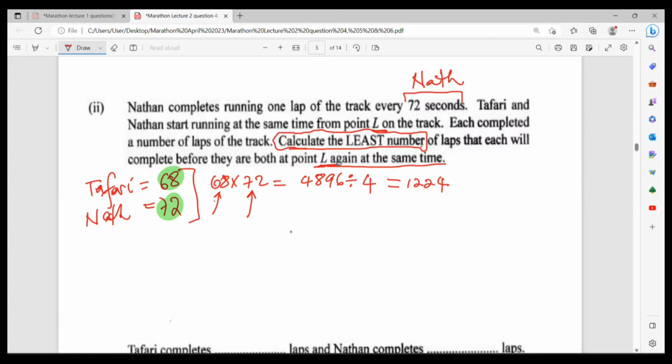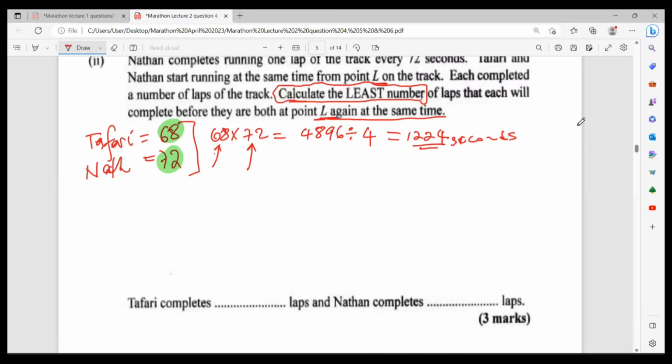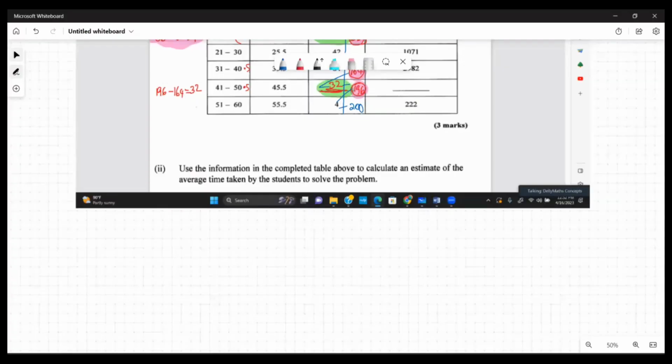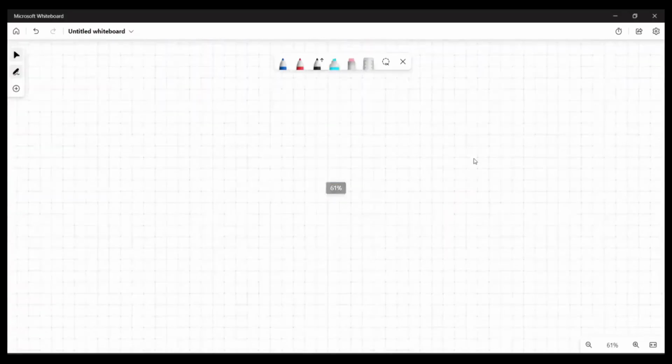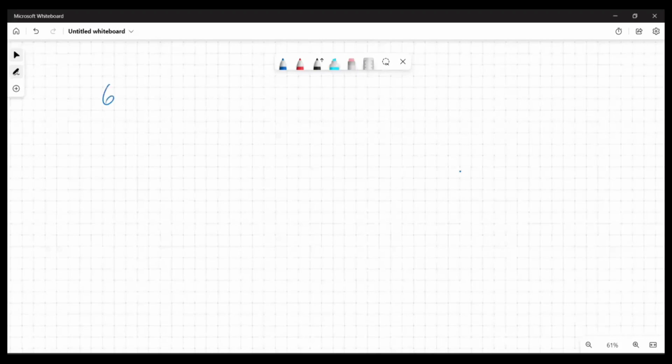So if you divide this by 4, this is the number. This is saying that after 1,224 seconds, they will both be there. This amount of seconds. Let me do it another way, please. What you can do is break these down. Let me give another way. But there's no easy way to find these when the numbers get bigger.